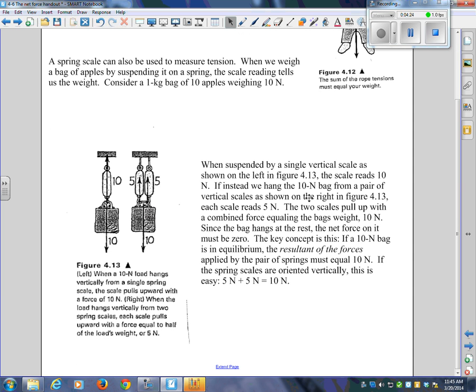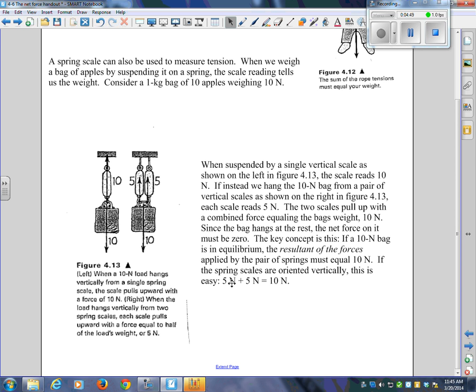If instead we hang the 10 newton bag from a pair of vertical scales as shown on the right in figure 4.13, each scale will only read 5 newtons, and I'll grab some scales and show you that in a minute. The 2 scales pull up with a combined force equaling the bag's weight of 10 newtons. Since the bag hangs at rest, the net force on it must be 0. The key concept is this: if a 10 newton bag is in equilibrium, the resultant of the forces applied by the pair of springs must equal 10 newtons.